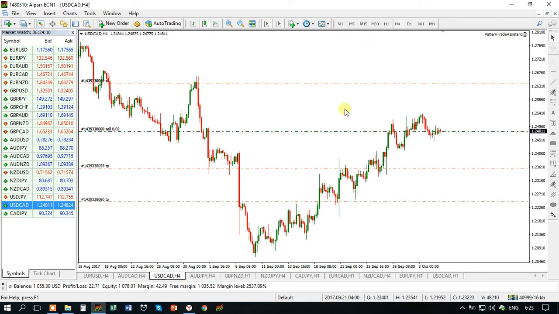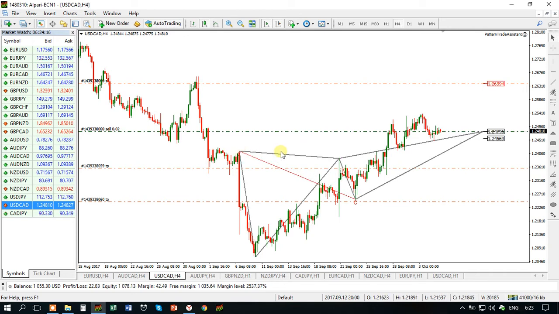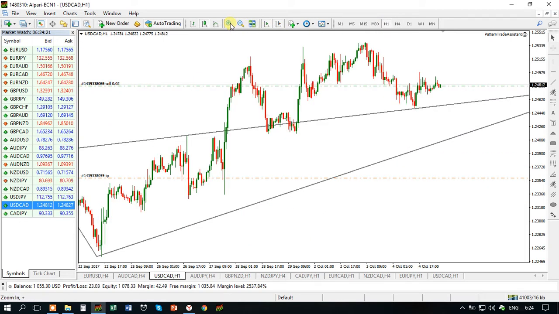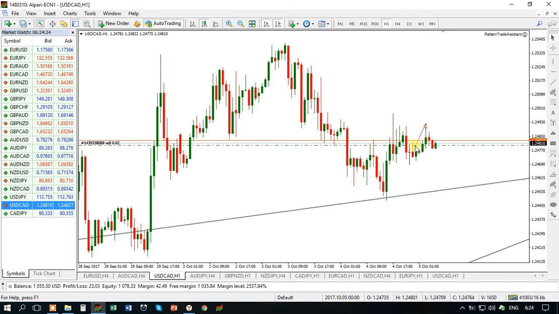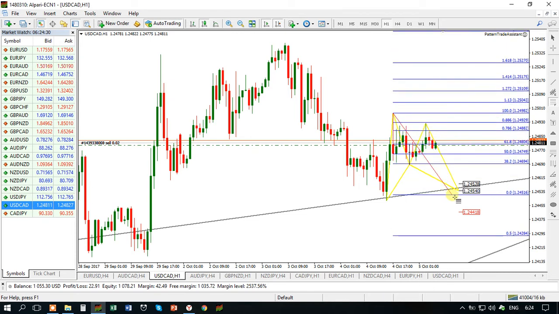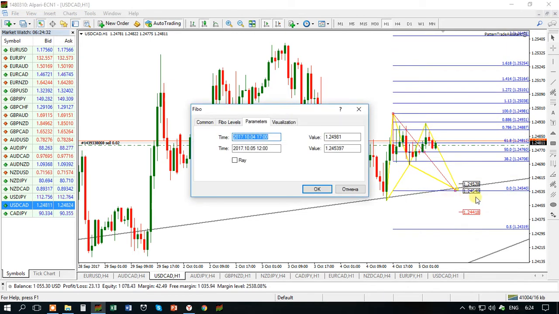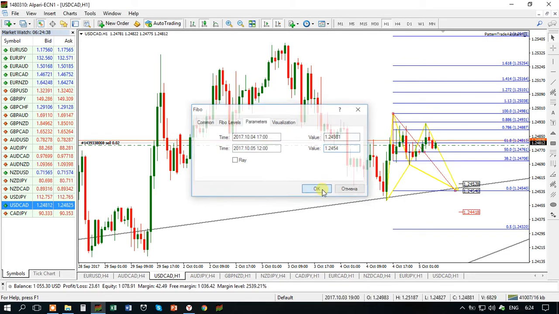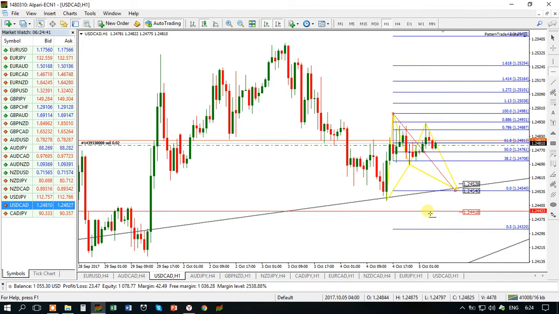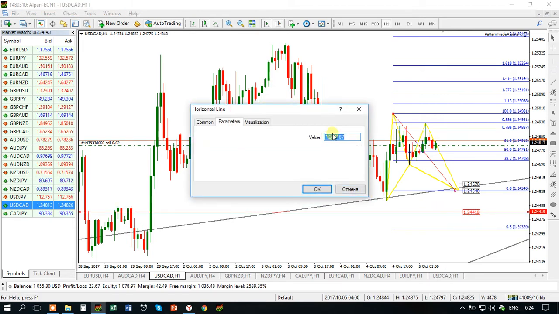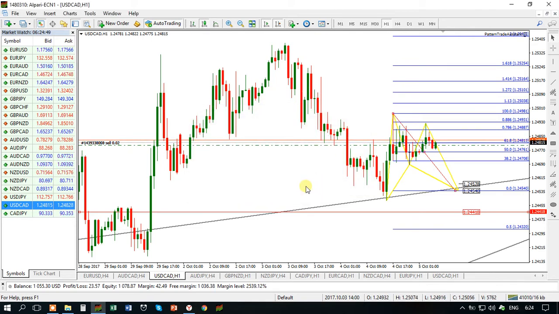What I am to do, I am to redraw this butterfly pattern. Here it is. I am to redraw this bat pattern. Here it is. Okay, and I am to stretch the fibs. 24.54.0. Done. 24.41.8. Done. Okay, so you should think of that.